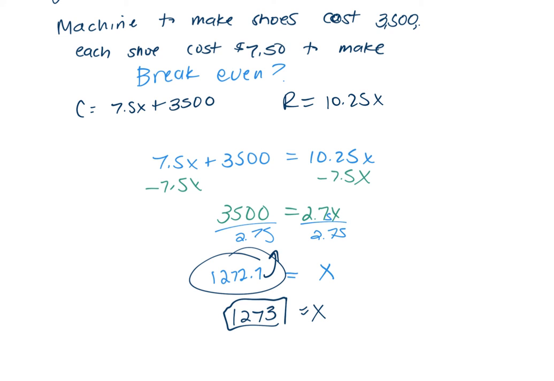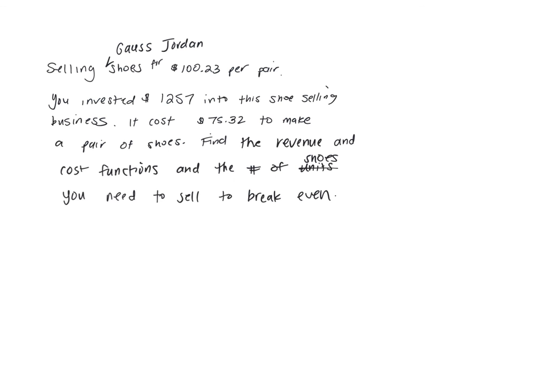This is the only one where it could be like 25.1. Correct. You always round it up. Here's our word problem. You're selling Jordan shoes for $100.23 per pair. You invested $1,257, which is not a lot of money for selling $75 shoes, but it's okay, into this shoe selling business. It costs $75.32 to make each pair of shoes. Find the revenue and cost functions, and then the number of shoes you need to sell in order to break even.